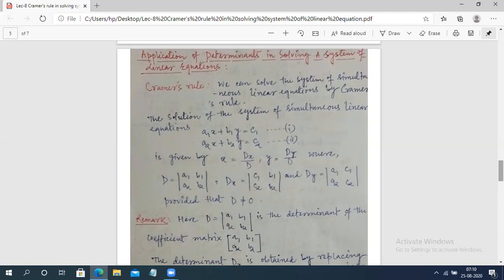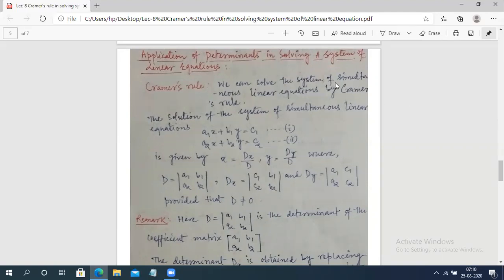It is a very short method to solve any system of linear equations. The matrix method is quite lengthy, but by using Cramer's rule, you can solve a system of linear equations of any number of variables very easily. Now let us see how you can do that.